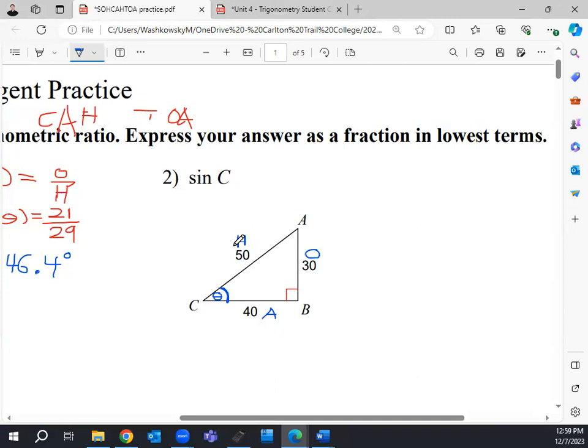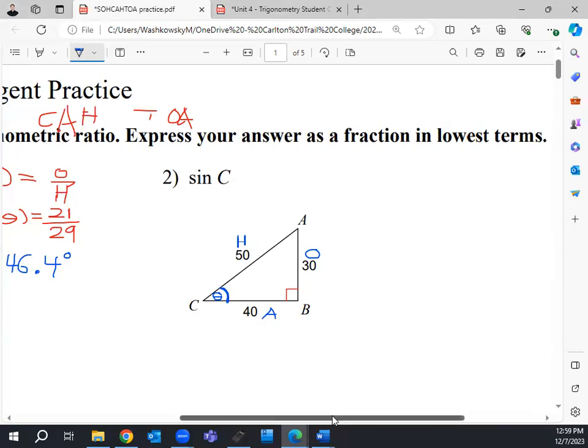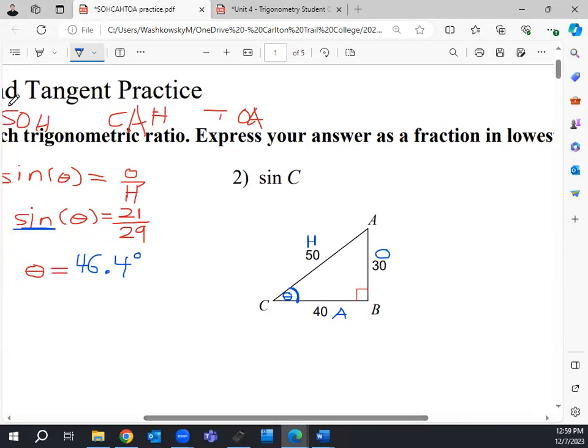Step 2, let's identify what ratio I need to use. It tells me you're using sine. So we're immediately going into step 3, which is write our formula down. Now, sine, remember, SOHCAHTOA, the S is O over H. So the sine of the angle, oh, that's a bad theta.